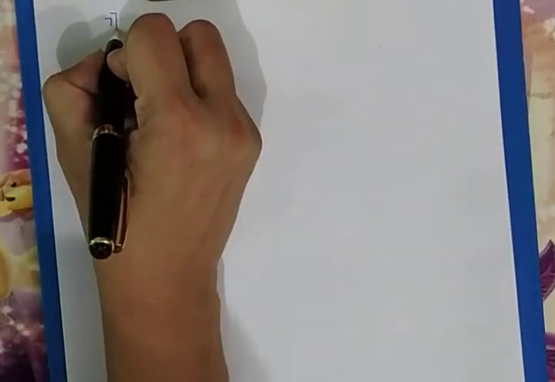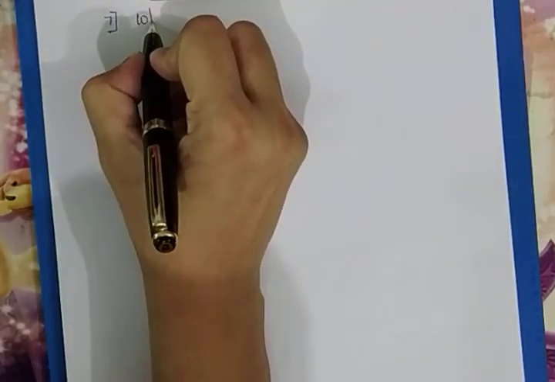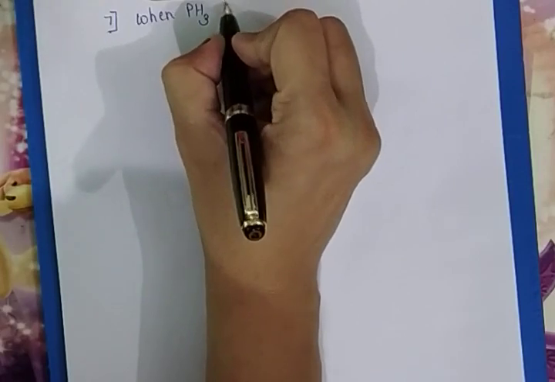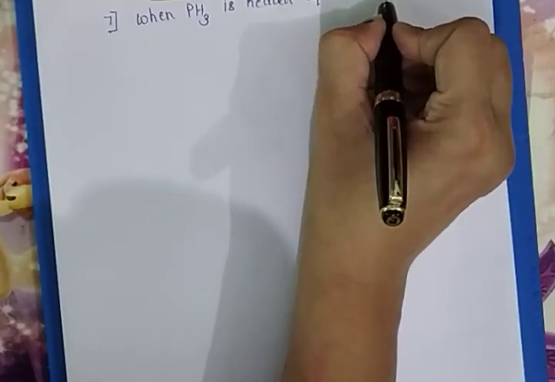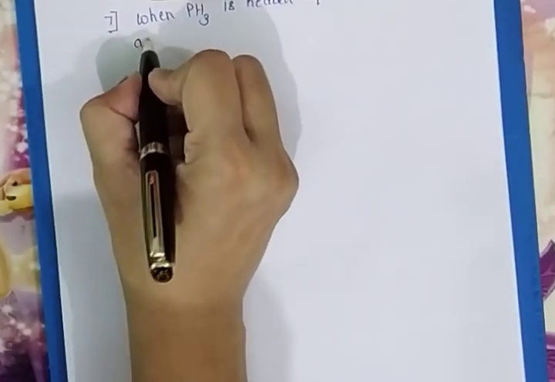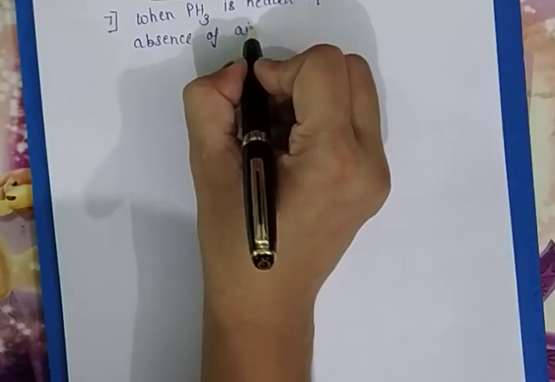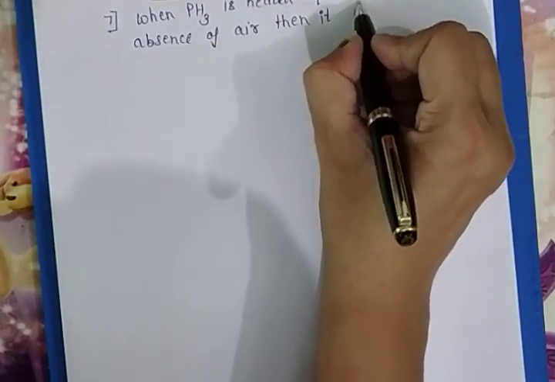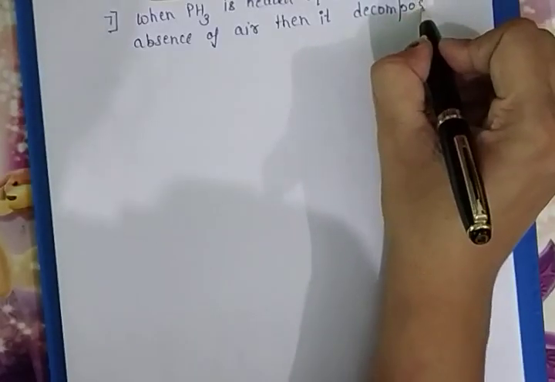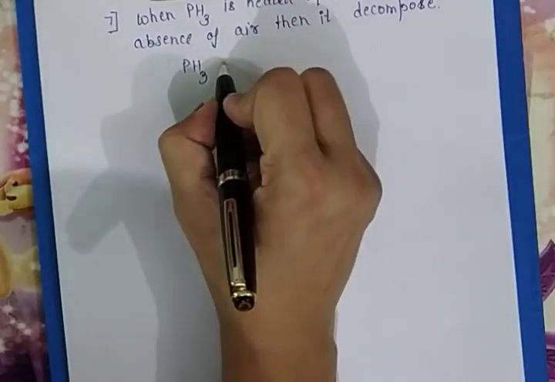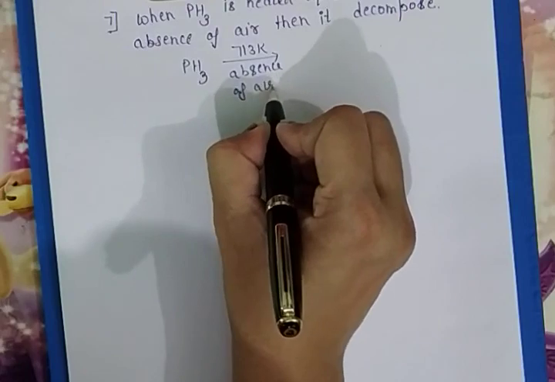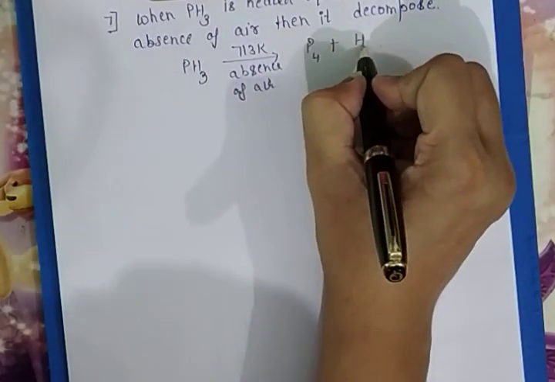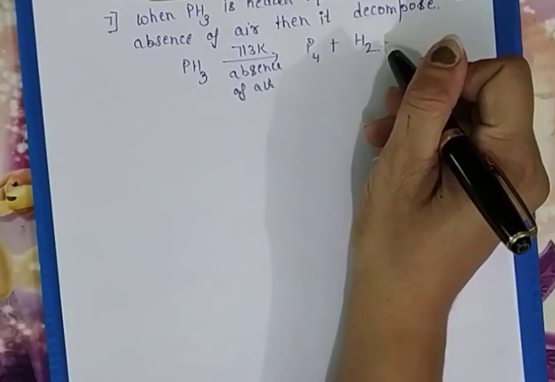Now the next property is about the same heating but at a high temperature in the absence of air. So when PH3 is heated up to 713 Kelvin in the absence of air, then it decomposes. That is PH3 at 713 Kelvin, absence of air, gives P4 and H2, isn't it?